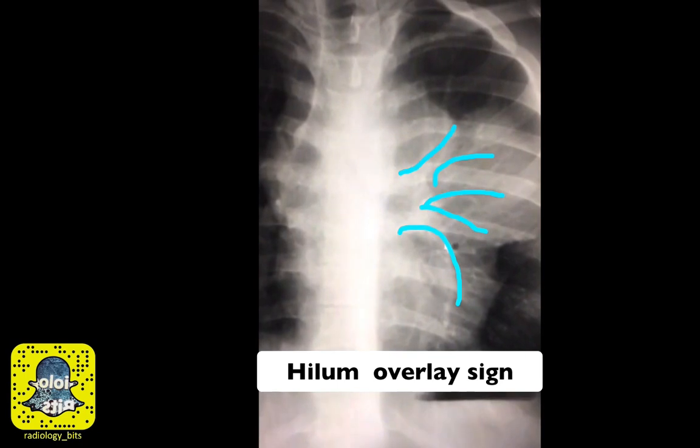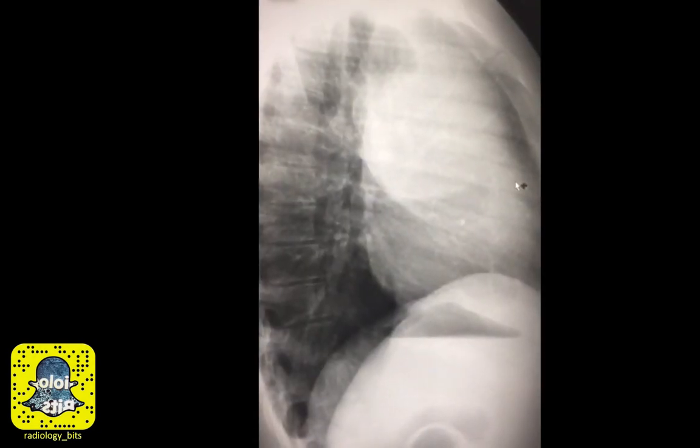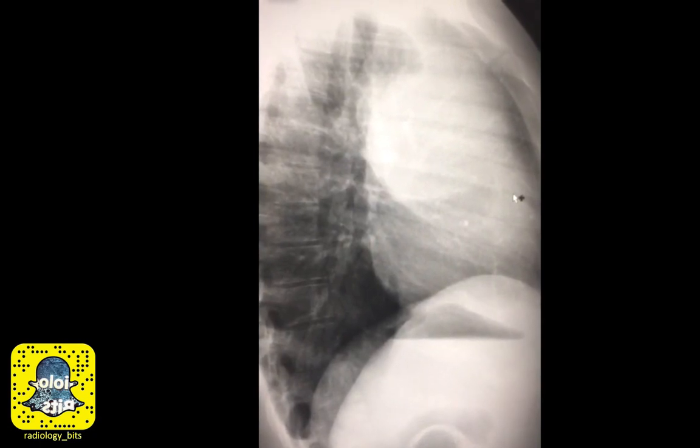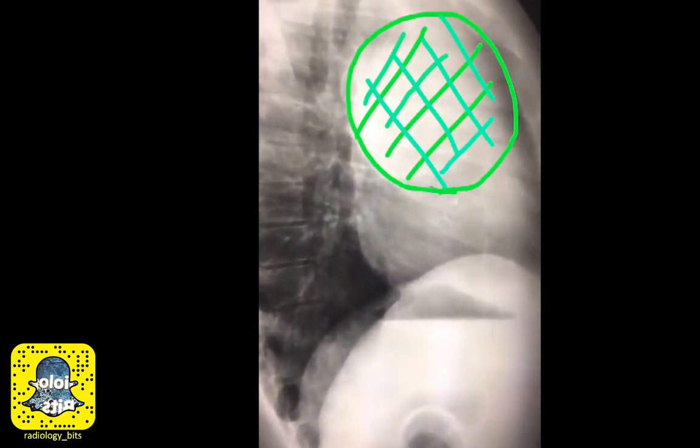Now, before we go to the lateral projection, the sign of seeing the vessels going through a mediastinal abnormality is called the hilar overlay sign. And here's the lateral chest radiograph confirming what you thought about just by looking at the frontal X-ray. So this is a large, wide opacity representing the mediastinal lesion that obscures what should be a dark retrosternal space. It's white here.